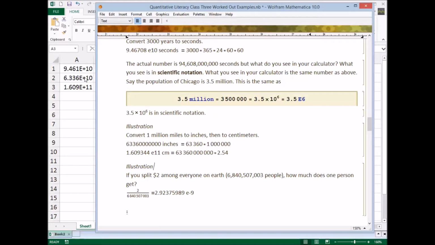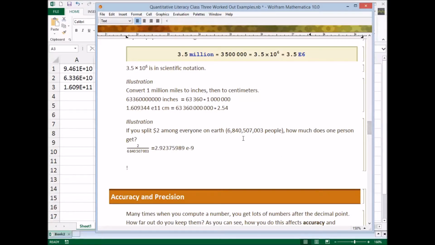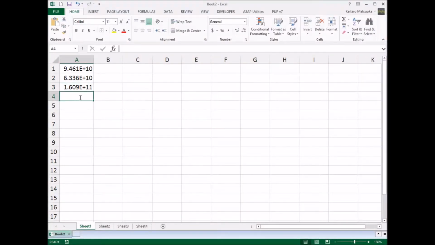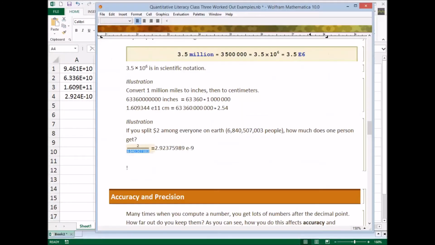Is there a case where it's a negative? Surely. Let's say you were to split $2 among everybody on Earth, and assuming the population on Earth is this many people, 684050703, how much does each person get? So that would be 2 divided by this number. Let's try that in Excel. 2 divided by this number. You see that the E is negative. So this means it's really tiny.